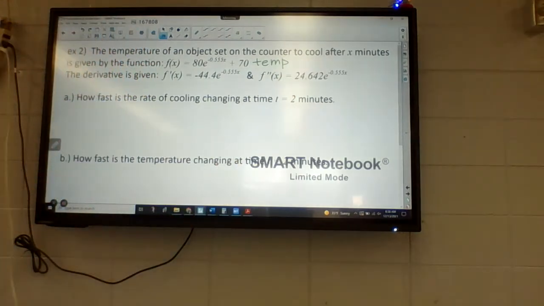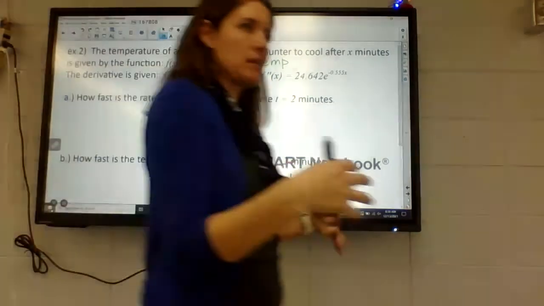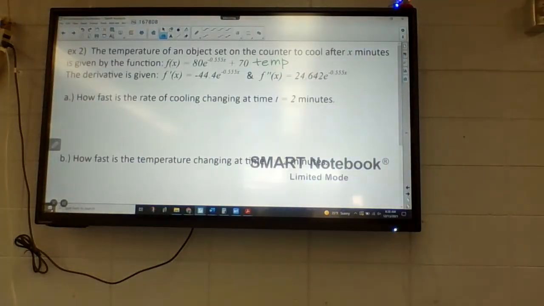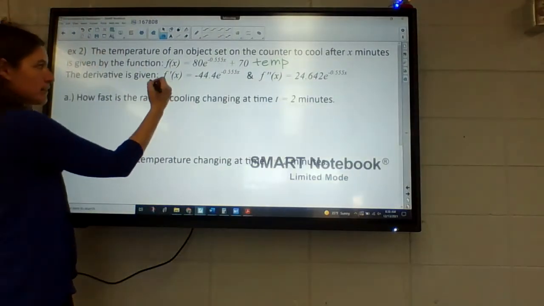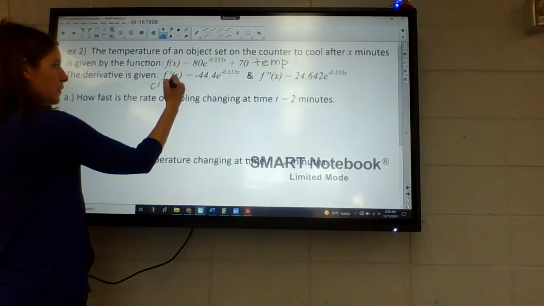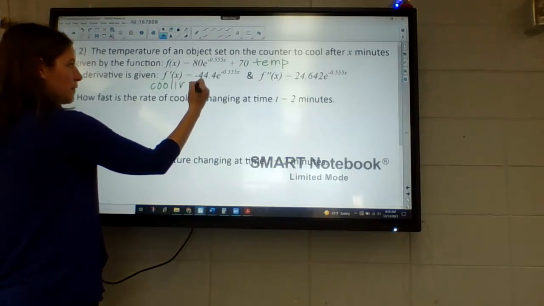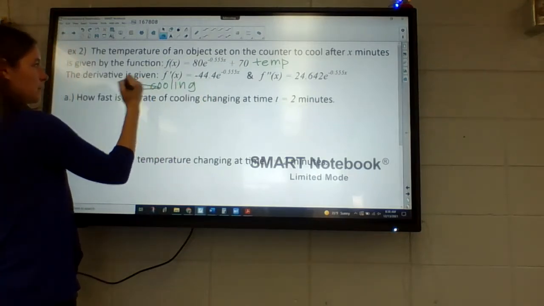So what would the first derivative do you think that would mean? Think about height versus time and speed. What do you think the first derivative would mean in this situation where the object is cooling on the counter? How fast it's cooling, so like a rate of cooling. Yeah, it makes sense because it asks to say cool.